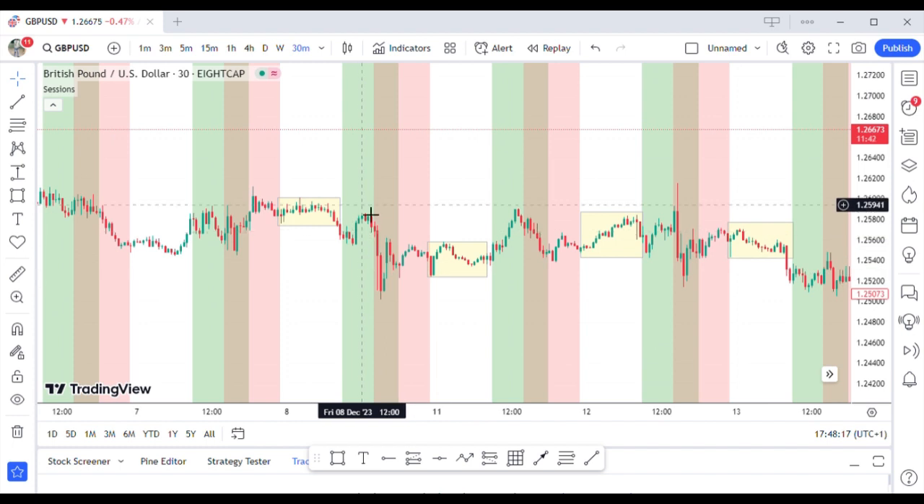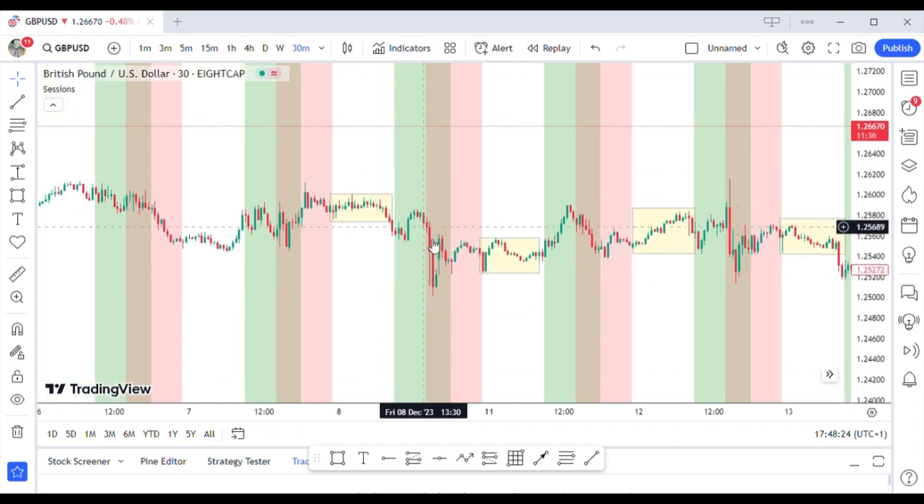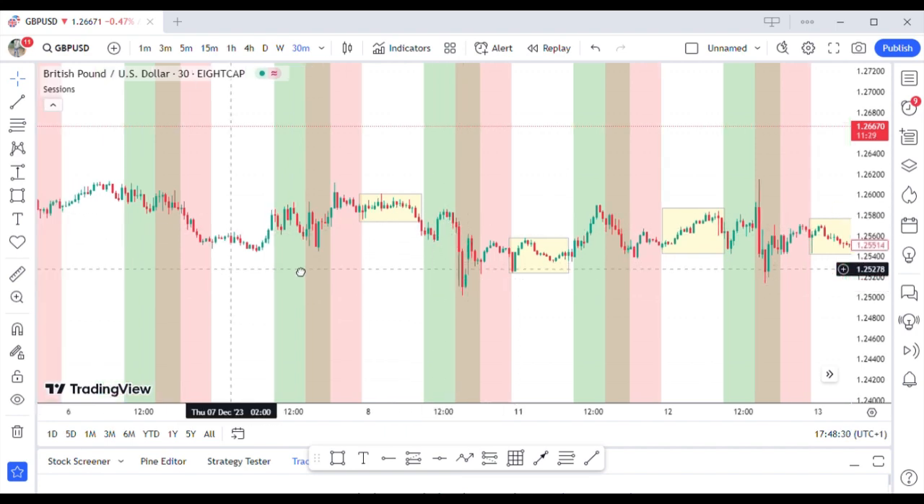You can see that London session created the high of the day. Meanwhile, New York session created the low of the day. So you can see that it's just like a retracement, according to the definition. It retraces what the London session did.